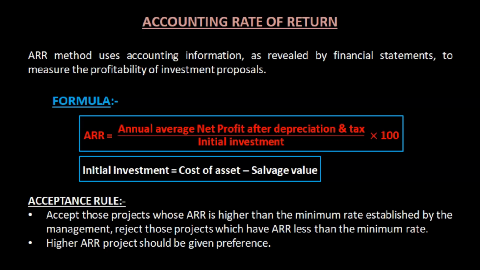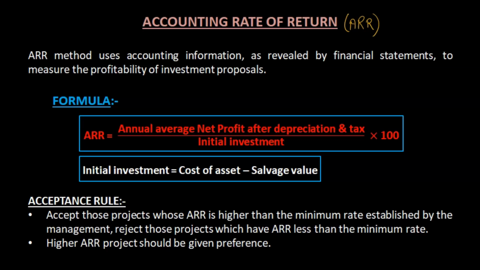So today we are going to see about ARR, that is accounting rate of return. This is the second method in capital budgeting, how we can evaluate the investment proposals when we have more than one option where we can invest. So how to evaluate those proposals and which one is to be selected.